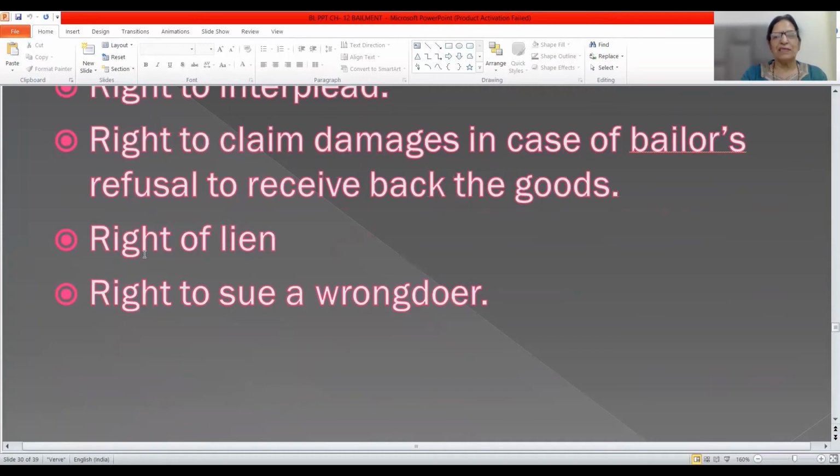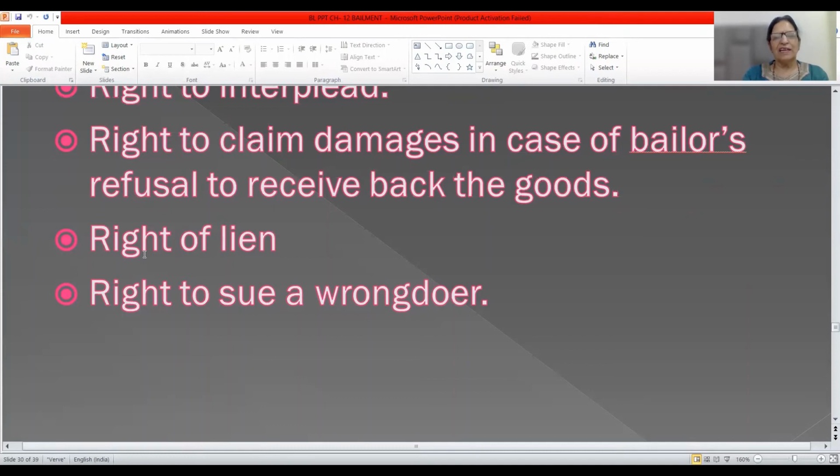Right to claim damages in case the bailor refuses to receive back the goods. So it is a duty of the bailor, friends, to get back his goods after the purpose is over. But if he has refused to take back the goods and safe custody charges are incurred by the bailee, then it becomes the right of the bailee. He must be indemnified for that.